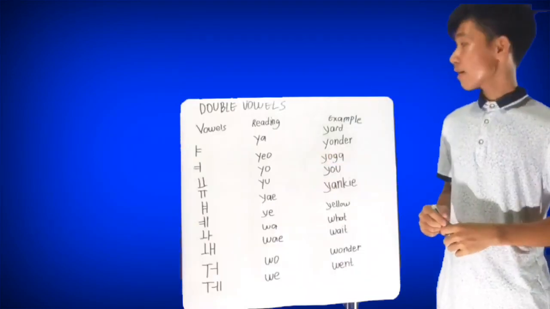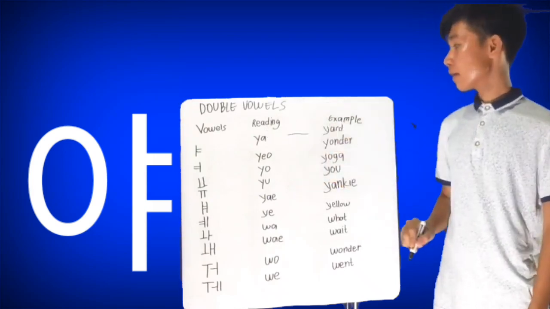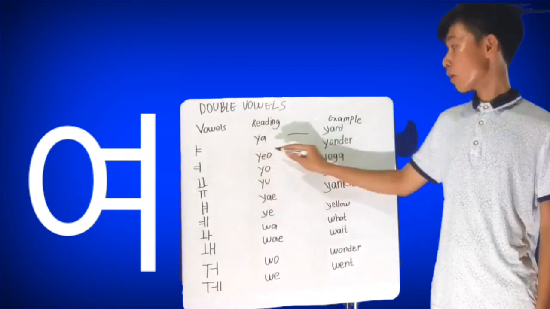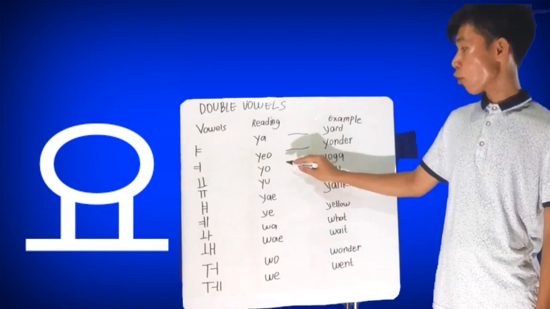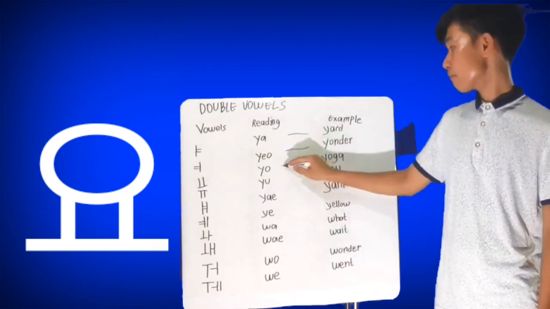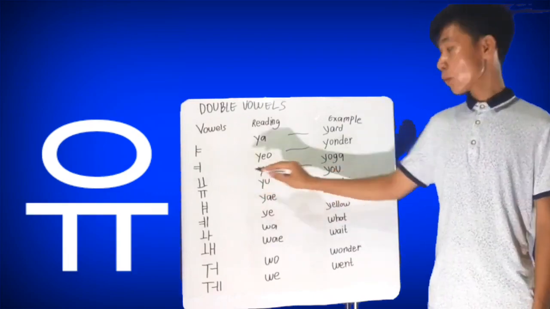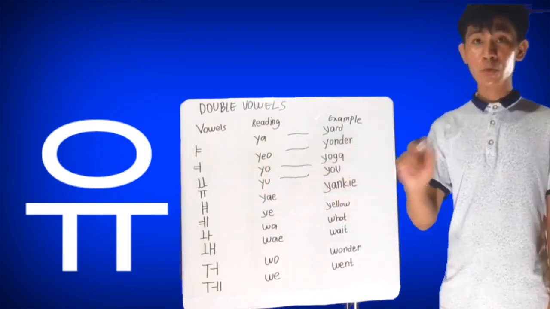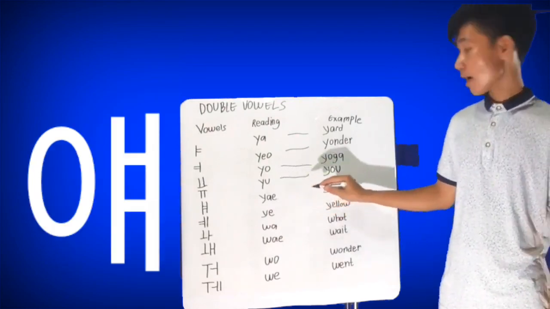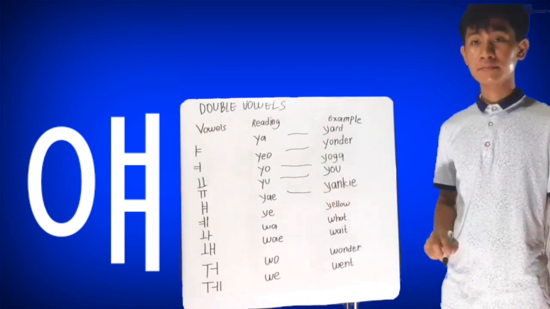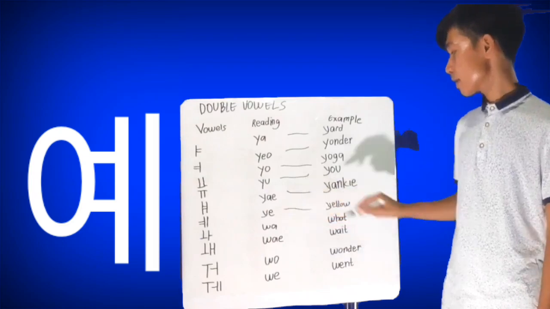The double vowels are Ya, as in yard. Yo, as in yonder. Yo, as in yoga. You, as in you. Yeah, as in Yankee. Yeah, as in yellow.